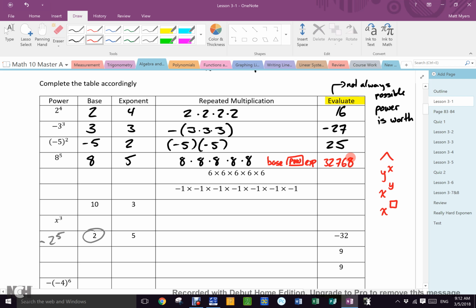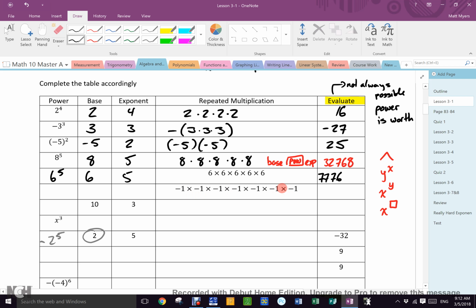Yeah? All right, now we've got to work the other way. What's the base here? What's the thing that's repeated? 6. How many times? 5 times. So what's the power? 6 to the power of 5. Which is? 7,776. Yep.